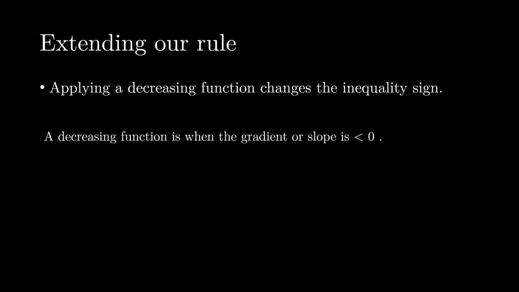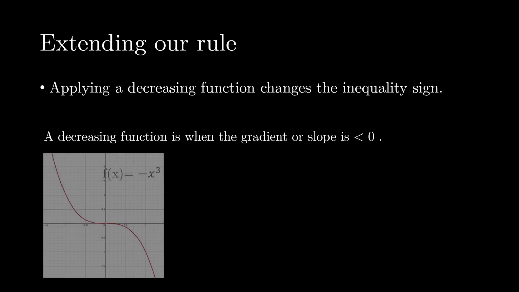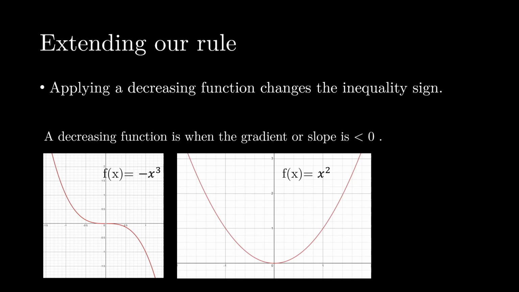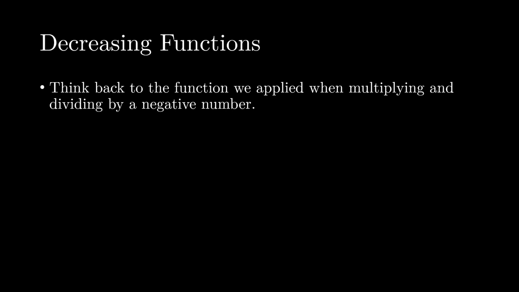So a decreasing function is when the gradient or slope is less than 0, or negative, and an example of a decreasing function might be negative x cubed. You can see how the graph is constantly just going downwards. So this is what you might call a strictly decreasing function, whereas a graph of f of x equals x squared is only decreasing when x is less than 0.